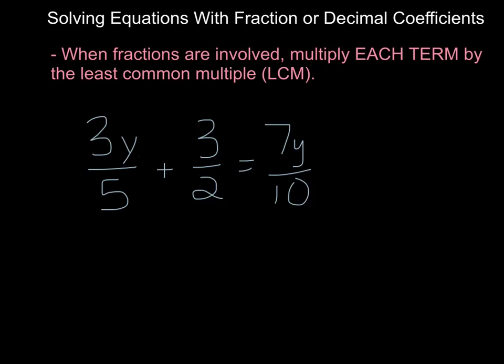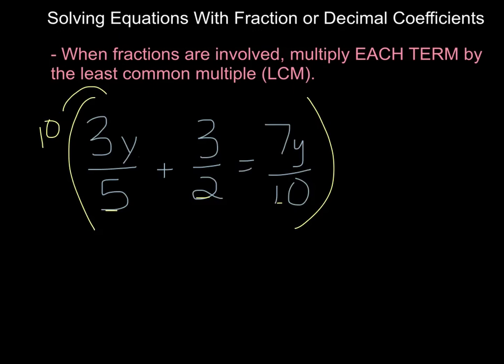Alright, so we need to look at all of our denominators here. I've got a 5, a 2, and a 10. We'll need to figure out what the least common multiple of 5, 2, and 10 is, or what's the smallest number that 5, 2, and 10 all go into, and that would be 10. So what we need to do to eliminate our fractions here is to multiply the entire equation by 10.